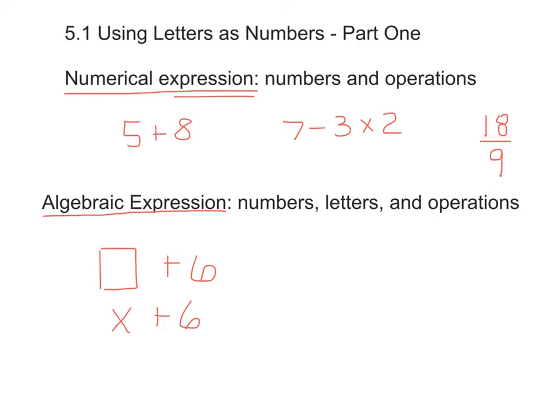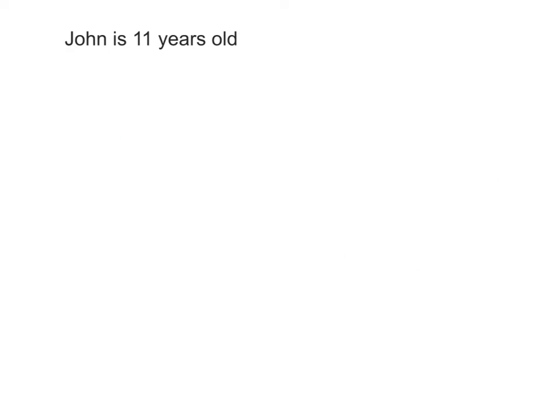So if I wanted to say take a number and divide it by 5, instead of leaving a box there, I might call it n divided by 5. And n can be any number that you choose. If we say John is 11 years old, then in 1 year, John would be 11 plus 1 year old. Or 2 years ago, he would have been 11 minus 2 years old, or 9 years old.